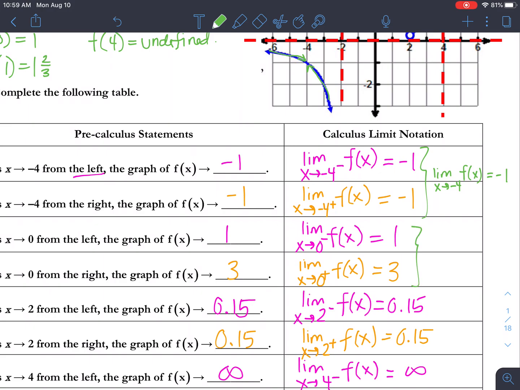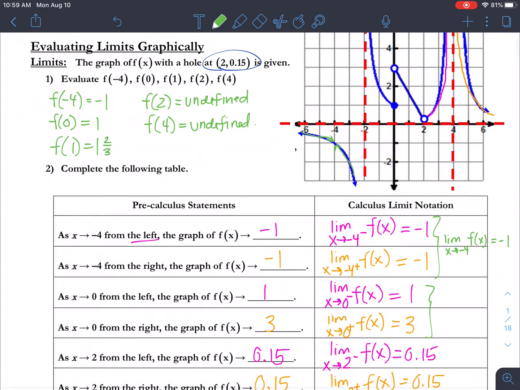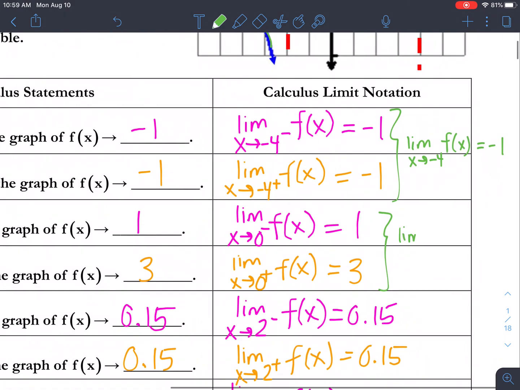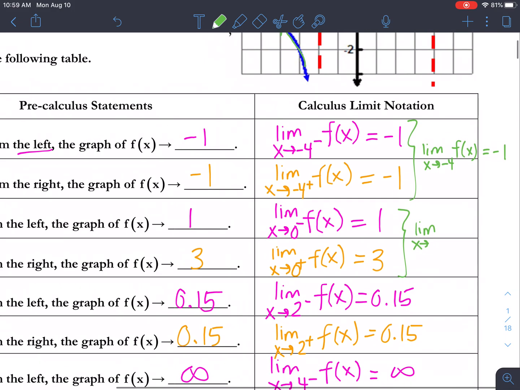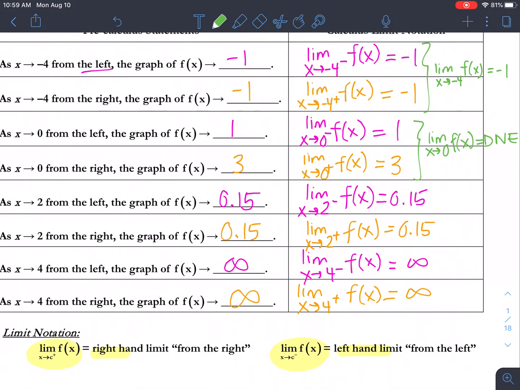Let's take a look at the next one here. What about as we approach 0? You're already going to notice these two values are an issue. As I get closer to 0, well, from this way I approached 1. From the right I approached 3. So the limit as x approaches 0 of f of x does not exist. And we'll use that DNE for does not exist. Again, because that left-hand and right-hand limit are not equal, these two numbers must be the same for that overall limit to exist.